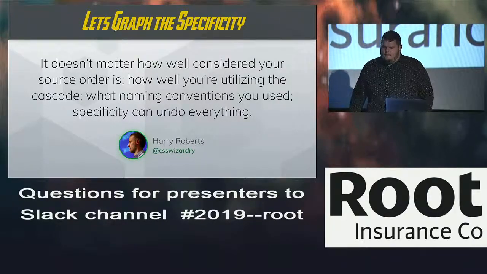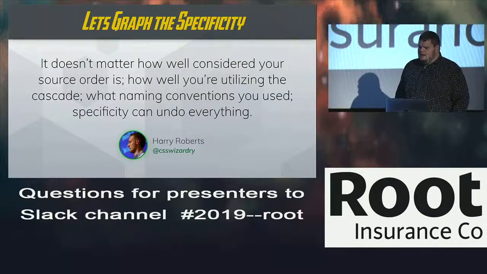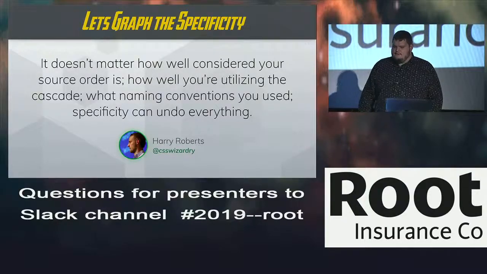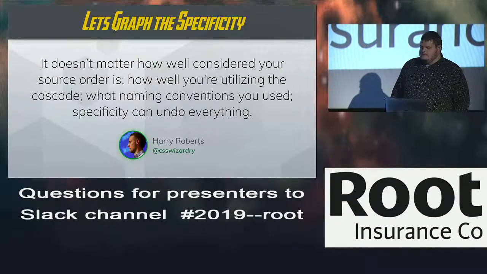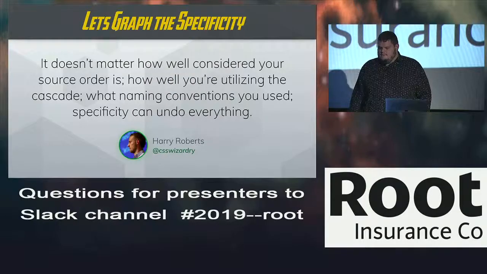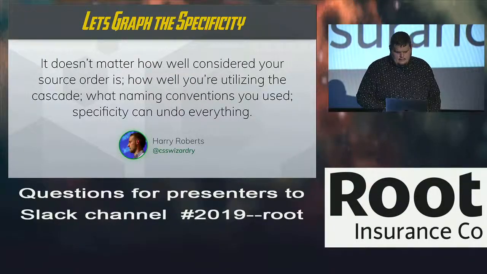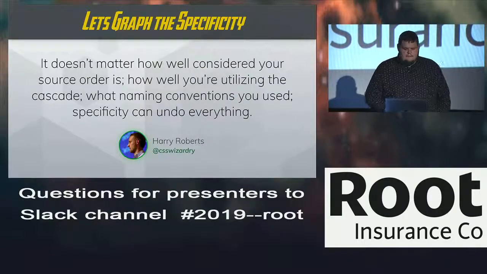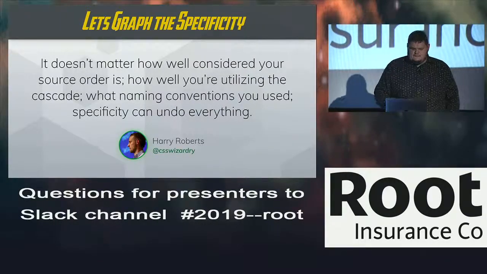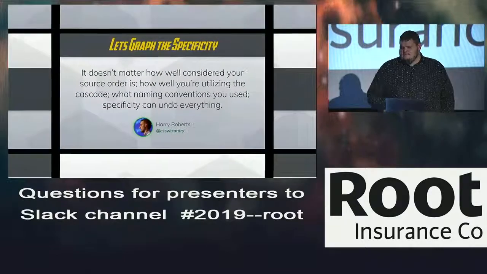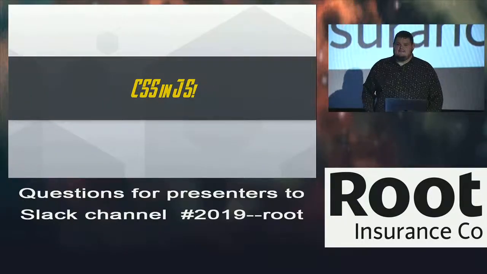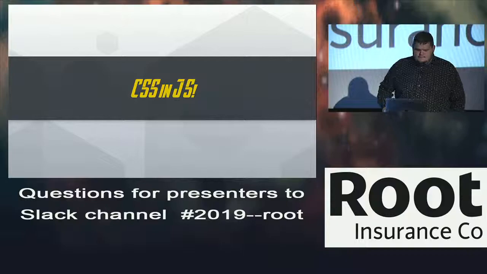Basically, as Harry Roberts said, it doesn't matter how well considered your source order is, how well you're utilizing the cascade, what naming conventions you used, specificity can undo everything. So, how do we deal with specificity challenges? Of course, we need to adopt CSS and JS.